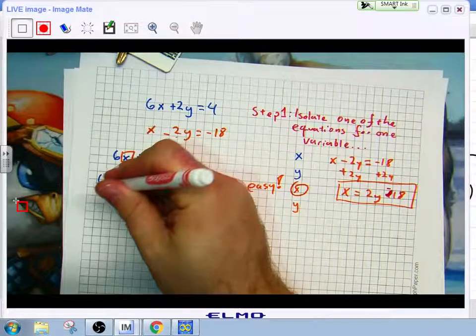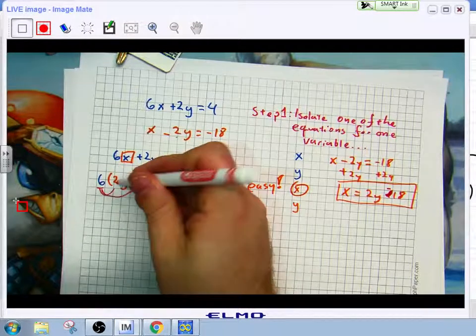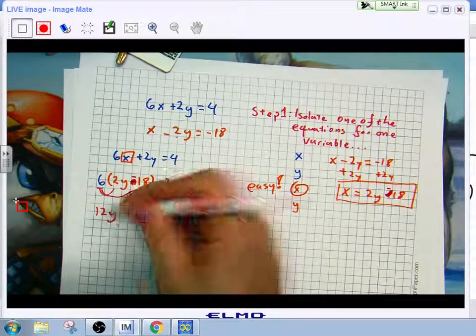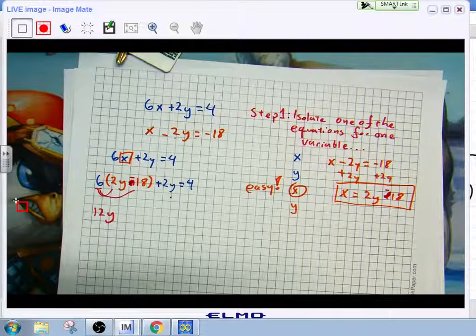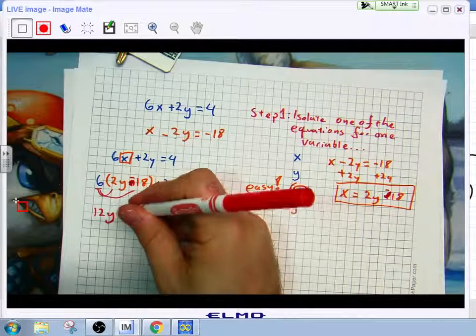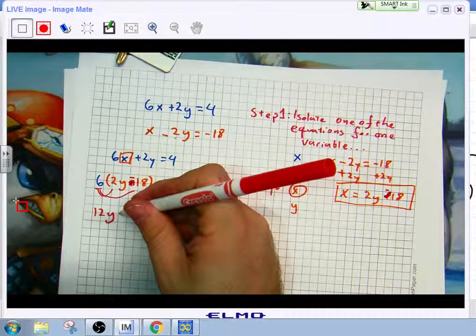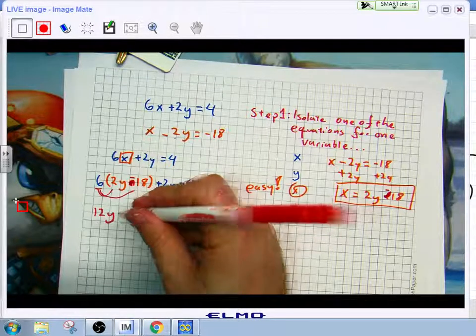So I have this 6. I'm going to distribute it. 6 times 2 is 12y. 6 times negative 18, well, gosh, that's a big number, isn't it? Can someone do that for me real fast on their calculator? 108. Can I get confirmation? Thank you.